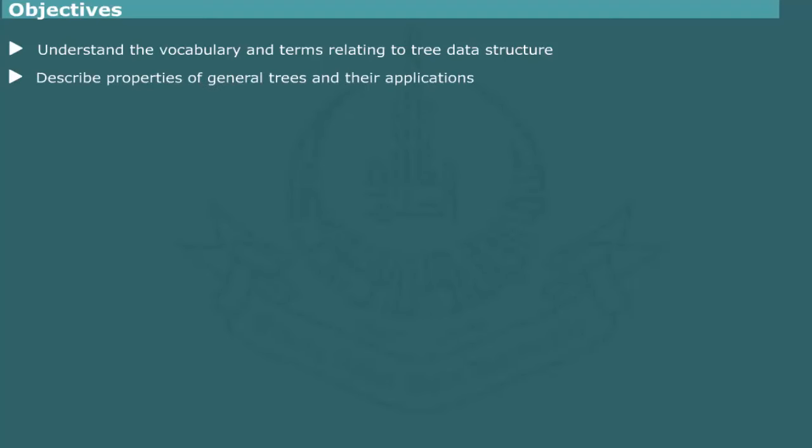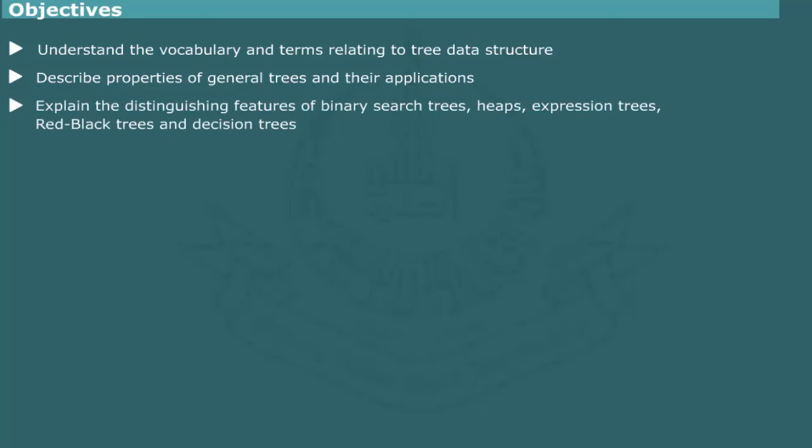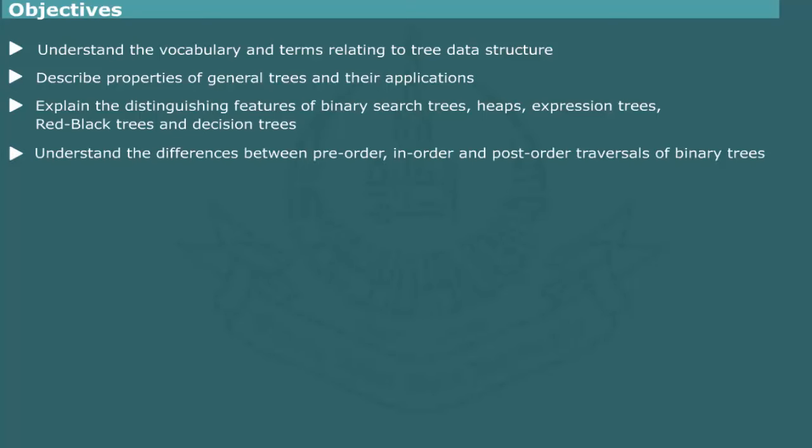Unit objectives. After completing the unit, you should be able to understand the vocabulary and terms relating to tree data structure. Describe properties of general trees and their applications. Explain the distinguishing features of binary search trees, heap, expression trees, red-black trees, and decision trees. Understand the difference between preorder, inorder, and postorder traversal of binary tree.